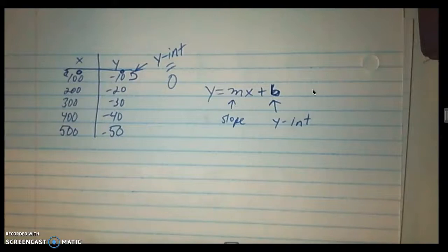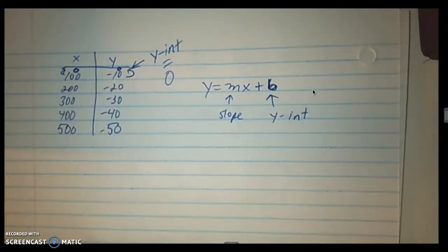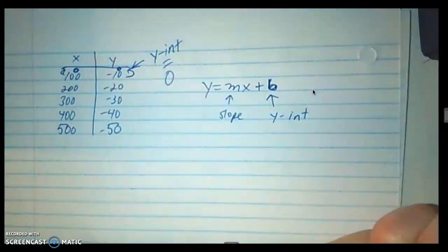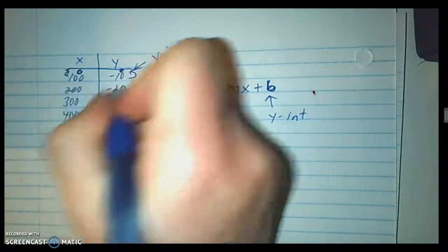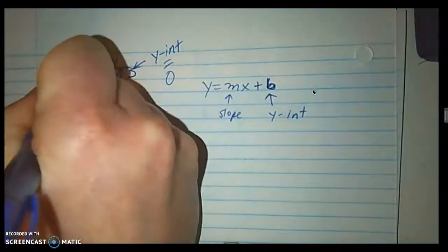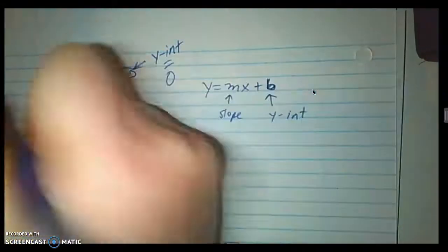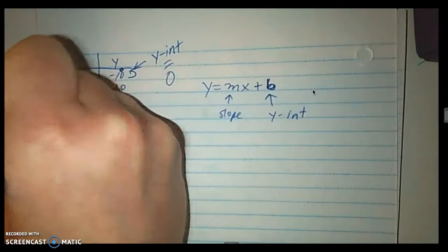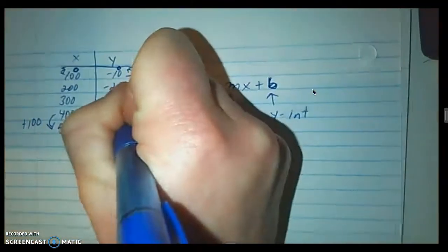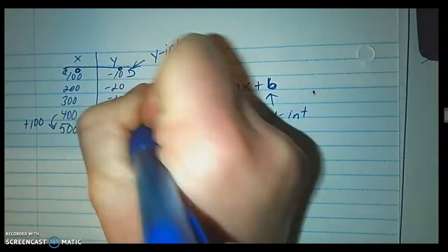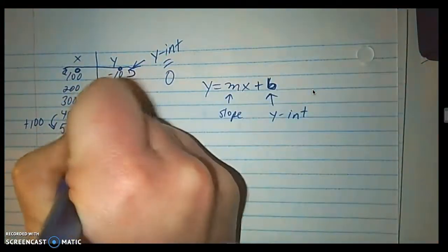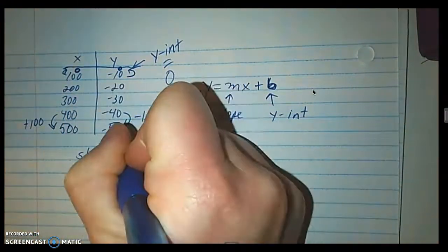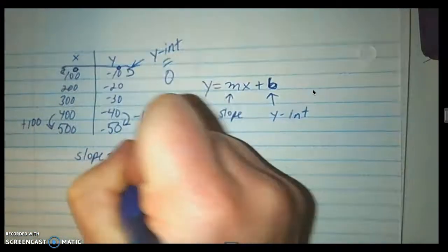Okay? So then the next thing I need to figure out is my slope. So I would just pick 2 rows of the table. You want to look at your run, which is the change in x. So I'm going up by 100. And your rise at the same time, the change in y, I'm going down by 10. So then my slope equals down 10 and over 100.